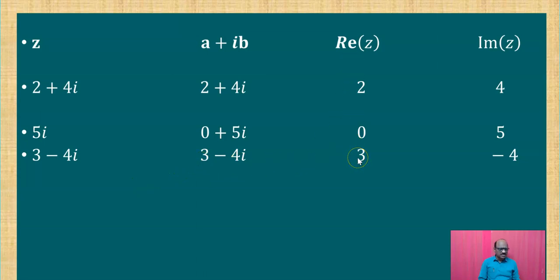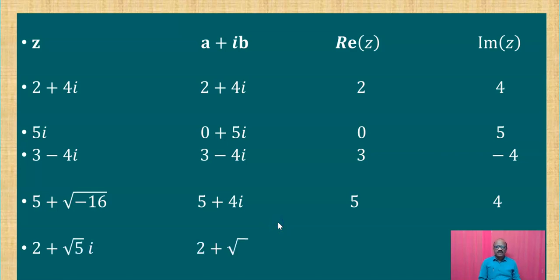Real part is 3, imaginary part is minus 4. Next, 5 plus root of minus 16. Root of minus 16 can be written as 4i. That is, the square root of 16 is 4, and the square root of minus 1 is i. Therefore, real part is 5 and imaginary part is 4.